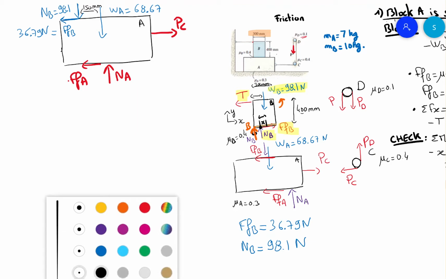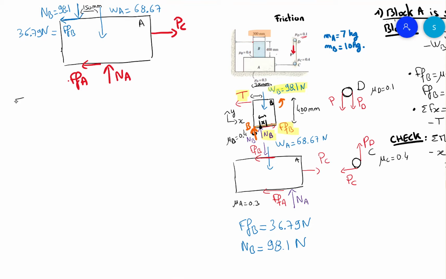Okay, let's find NA, because anyway, NA will be the same if it's slipping or if it's not slipping. So NA: when we do sum of the forces on Y equals 0, we have minus WA, minus NB, plus NA, equal to 0. So NA is equal to WA, 68.67. Try to take your exact number. And NB is 98.1. So this is equal to 166.77.